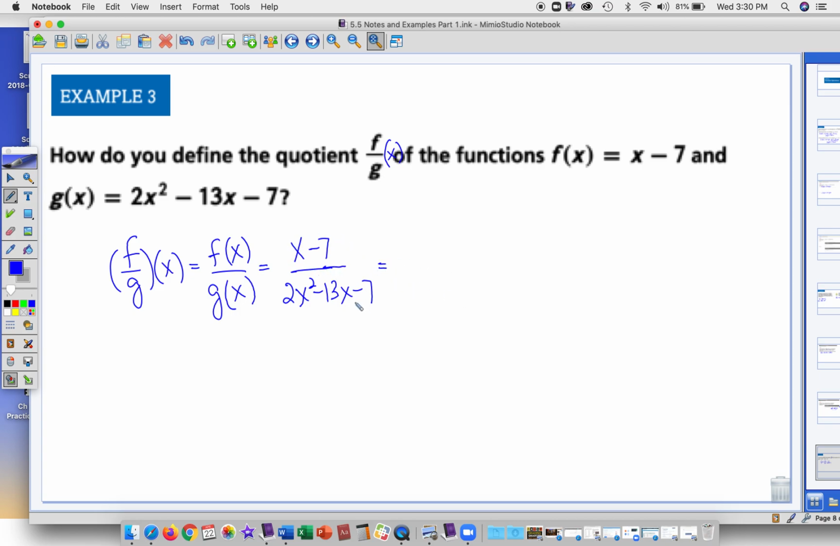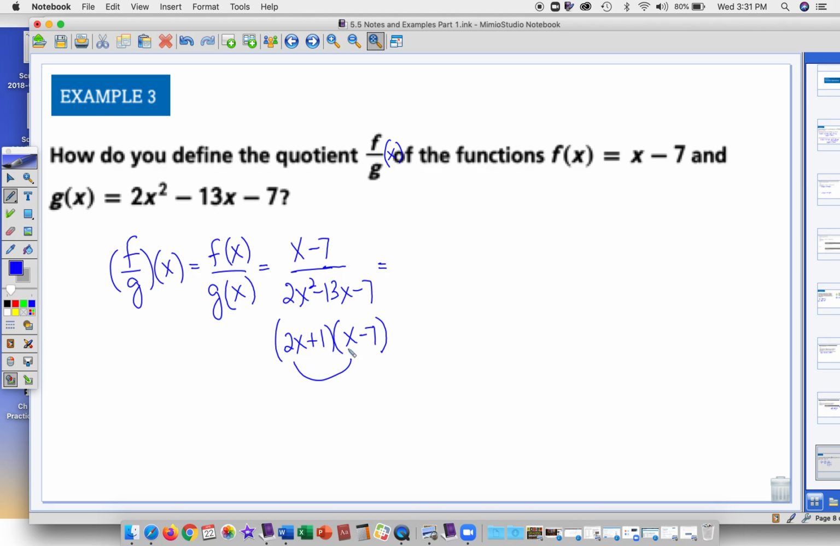Now, the only thing we can do with the quotient is reduce if we have a common factor. So that means that we would have to have a factor of x minus 7 in this denominator. So what I'm going to do is set this up, see if it works with that x minus 7. If I have a factor of x minus 7, that means that the other factor would have to be a 1, right, a positive 1, to give me that quotient of negative 7 for the constant. So let's see if it works.